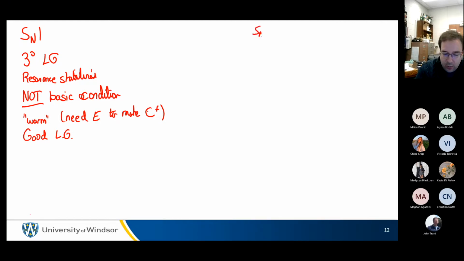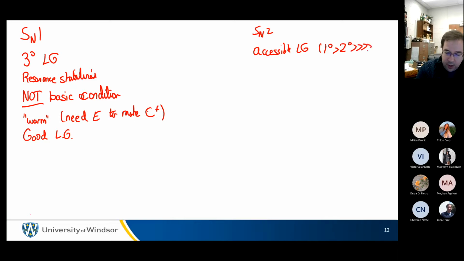So in an SN2, you need an accessible leaving group. So primary is better than secondary, is infinitely better than tertiary. Tertiaries are basically impossible. Then, you know, the resonance stabilized thing doesn't really matter. It makes the leaving group better if a carbocation there would be resonance stabilized, but it doesn't really make the SN2 better. It just makes the leaving group better, which probably helps everything.